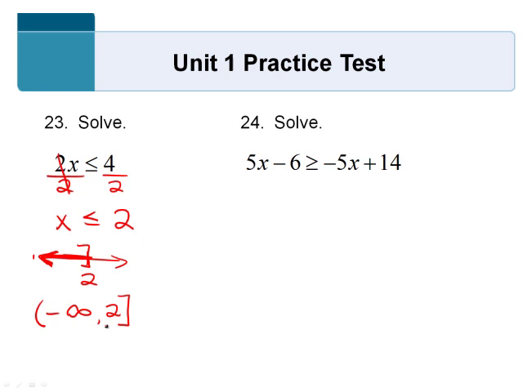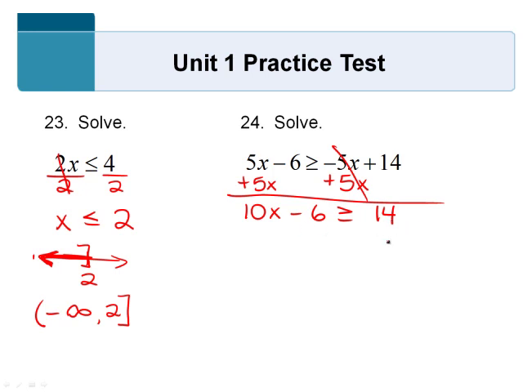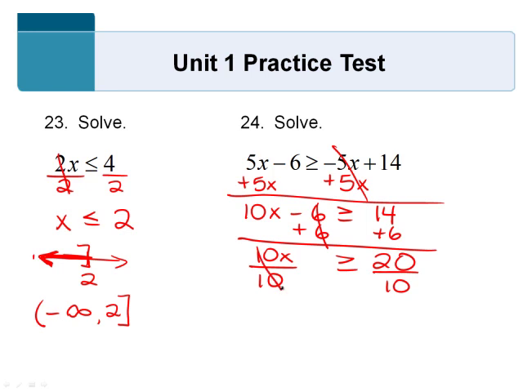All right, number 24. We're going to start by getting our variables on the same side of the equal sign. So I'm going to add, same side of the inequality sign. Sorry, it's not an equal sign. I'm going to add 5x to both sides. So 5 plus 5 gives me 10x minus 6 is greater than or equal to 14. And now I'm going to move my constant, so I'm going to add 6 to both sides. So 10x comes down, and it's greater than or equal to 20. And then divide by 10 on both sides. So x is greater than or equal to 2.